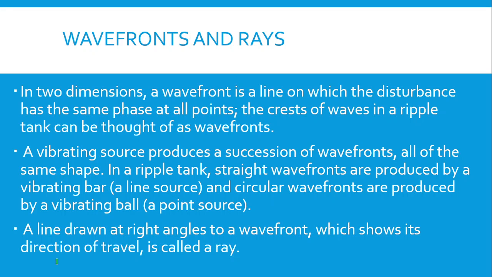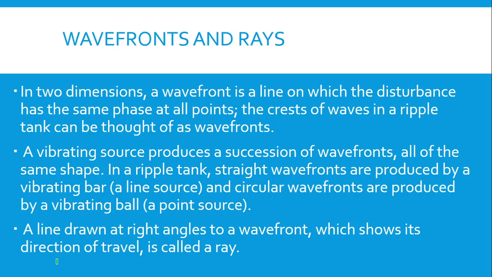Now, what are wavefronts and waves, and why do we need them? In two dimensions, a wavefront is a line in which the disturbance has the same phase at all points. The crests of waves in a ripple tank can be thought of as wavefronts. A vibrating source produces a succession of wavefronts, all of the same shape, in a ripple tank. Straight fronts are produced by a vibrating bar, a line source, and circular wavefronts are produced by a vibrating ball or a point source.